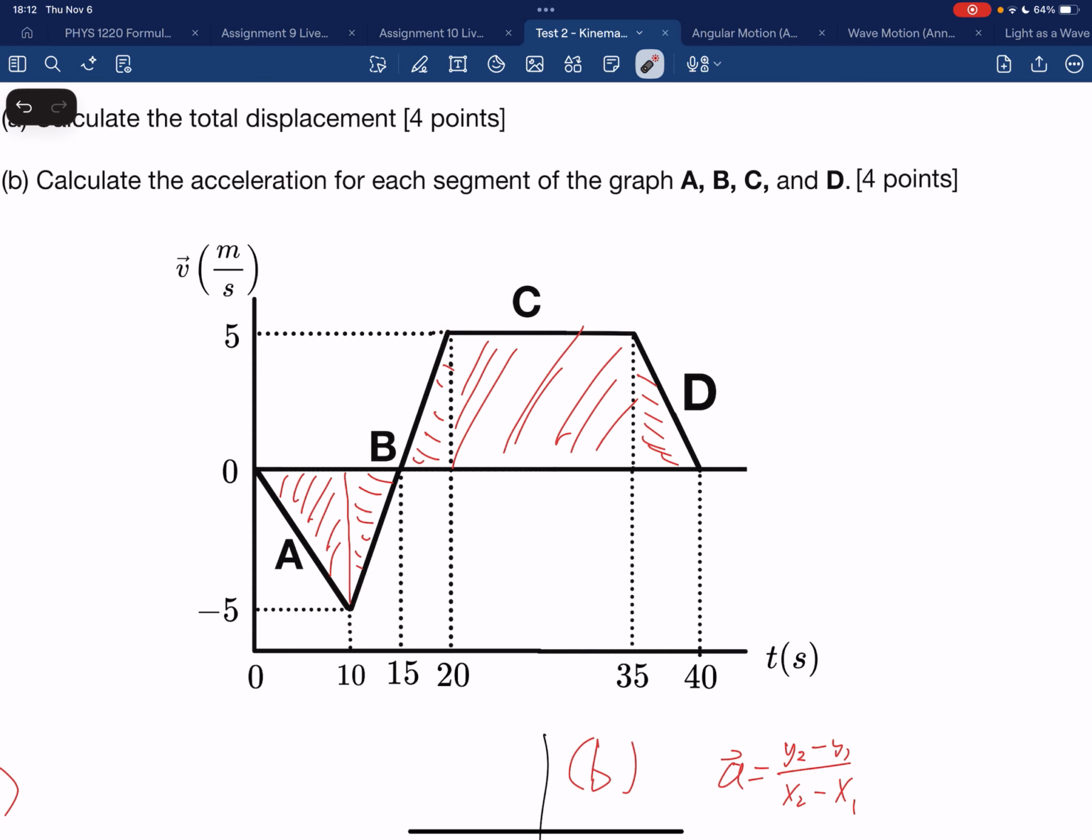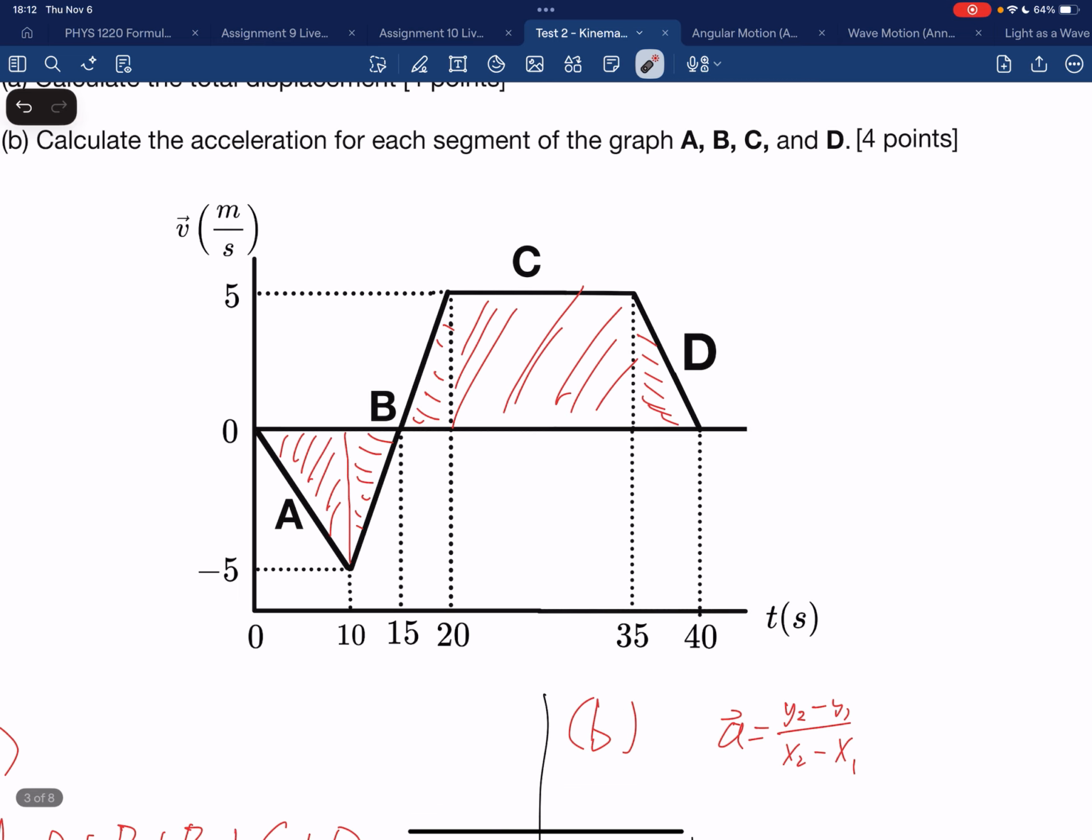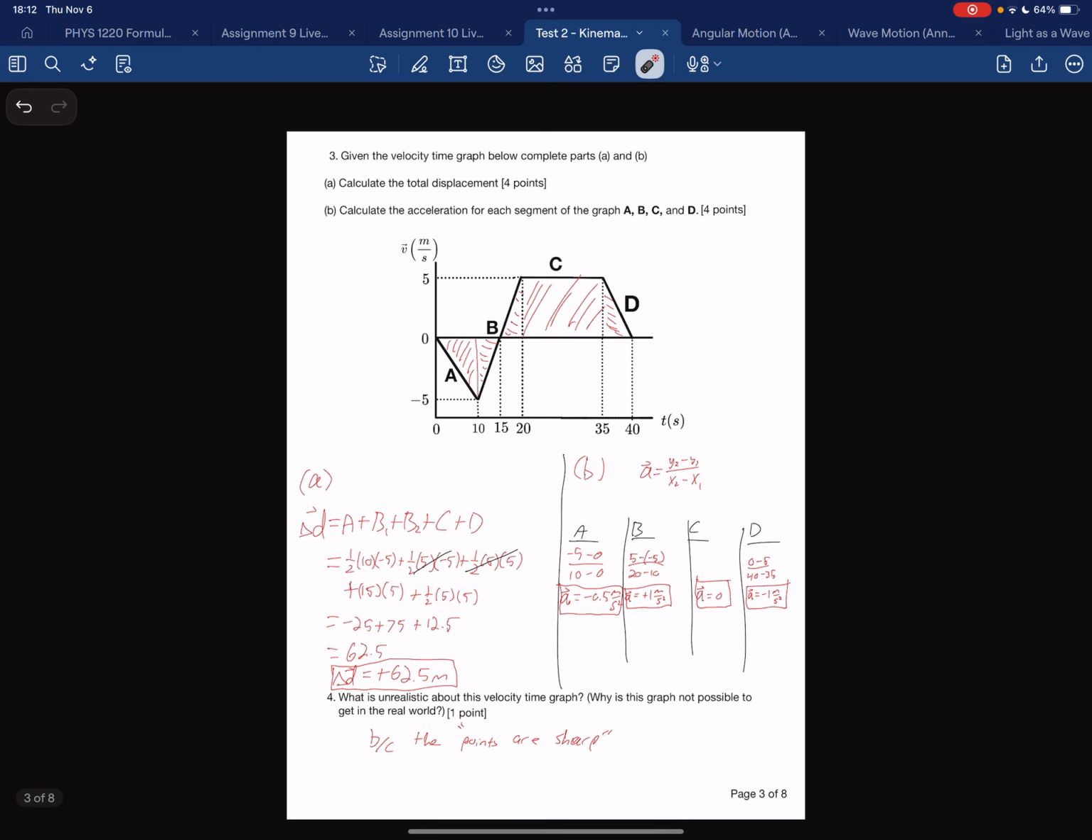It is not possible for anything with mass in the real world to instantly change direction and velocity, to jump from negative, here we are at -5 meters per second going in the negative direction. Our velocity, we are accelerating in the negative direction along A, and then all of a sudden, instantly we start accelerating in the positive direction for B. These corners should be curved.